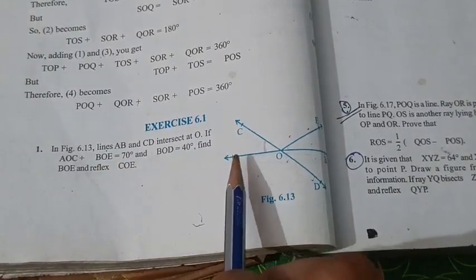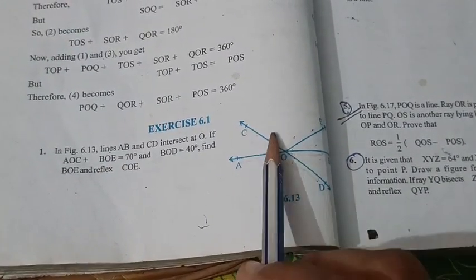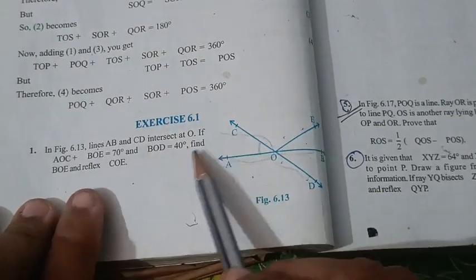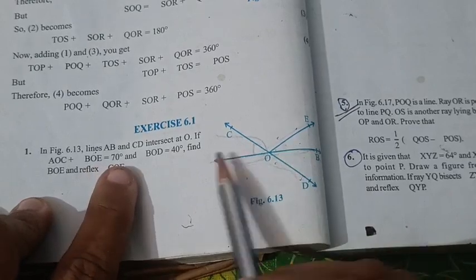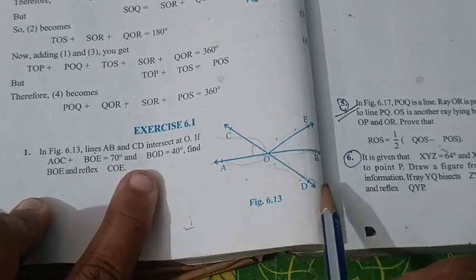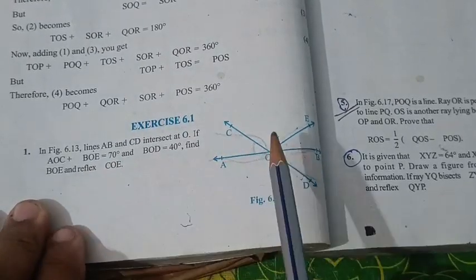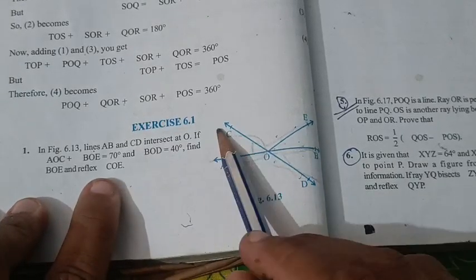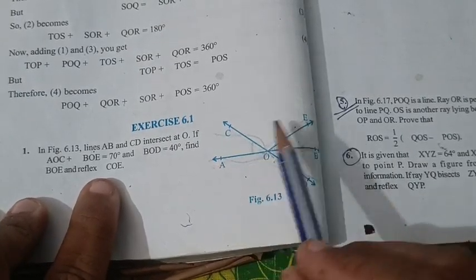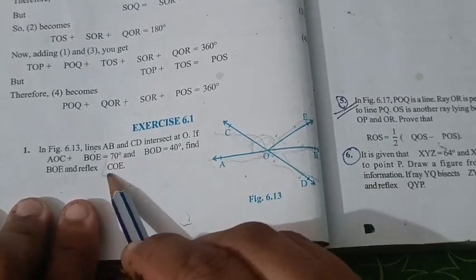In the figure, lines AB and CD intersect at O. If angle AOC plus angle BOE is equal to 70 degrees, and angle BOD is equal to 40 degrees, find angle BOE and reflex angle COE.